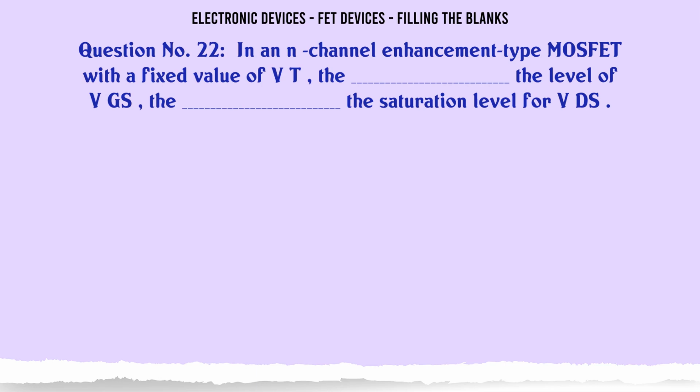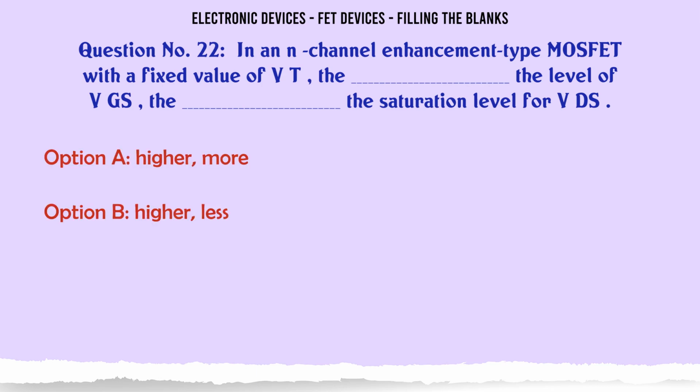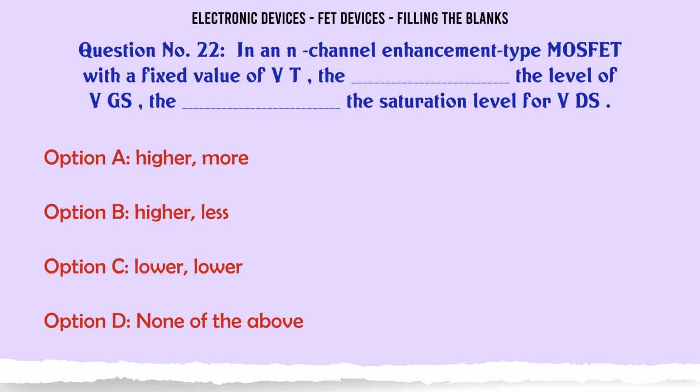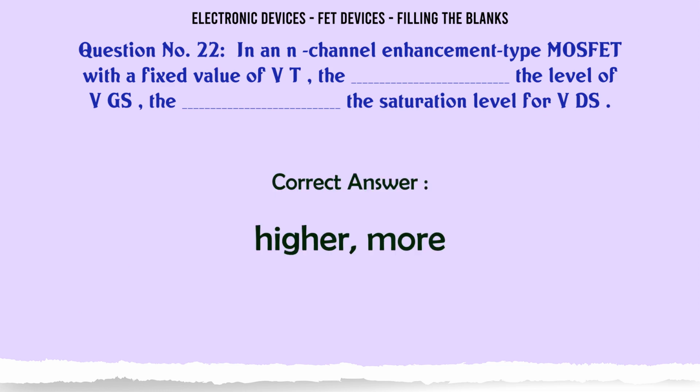In an N-channel enhancement-type MOSFET with a fixed value of VT, the level of VGS, the saturation level for VDS. A. Higher, more, B. Higher, less, C. Lower, D. None of the above. The correct answer is higher, more.